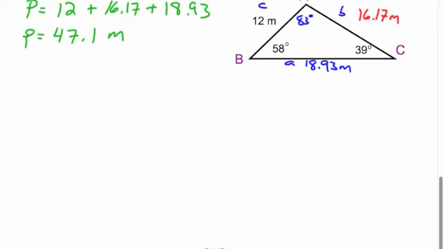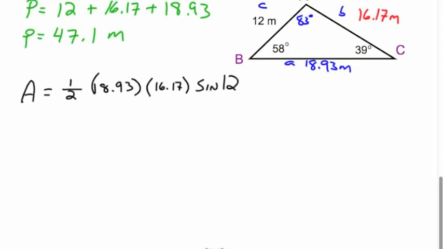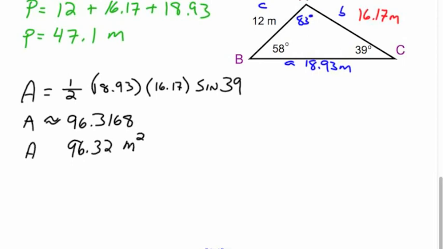And now our area. What is our area going to be? Our area is going to be equal to 1/2 AB sine C. You could use any of the formulas that we've been talking about, but we'll do 1/2 times A, which is 18.93, times B, which is 16.17, times sine C, sine 39 degrees. Just punching this into your calculator, you'll get that the area is approximately 96.3168, or we can just say 96.32 meters squared is the area of the triangle.